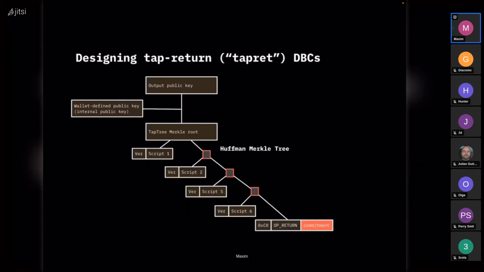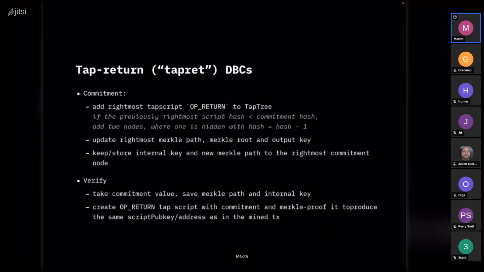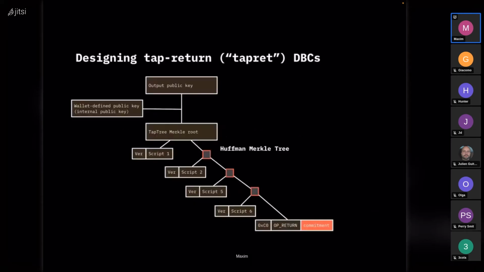Tap tree is this structure of scripts. And the only complex part of the story is how you organize which script is on the right side of the node and which script goes to the left side of the node. The way you do it is by lexicographically comparing the value of the hash. It's part of the BIP 341 standard, which defines it.